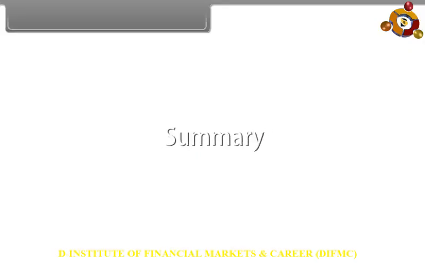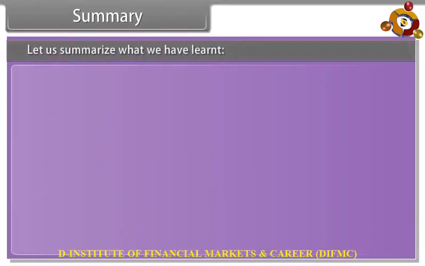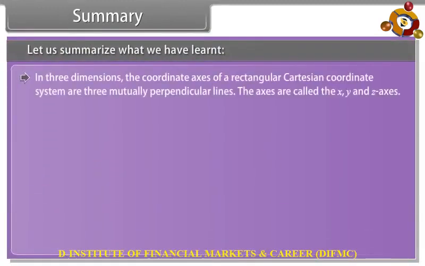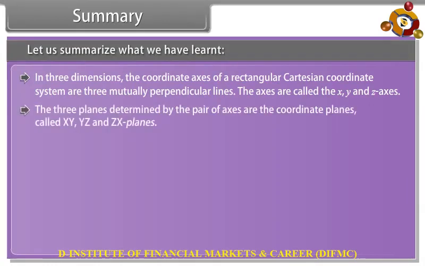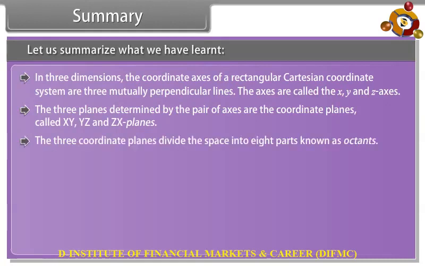Summary. Let us summarize what we have learned. In three dimensions, the coordinate axes of a rectangular Cartesian coordinate system are three mutually perpendicular lines. The axes are called the x, y and z axes. The three planes determined by the pair of axes are the coordinate planes called xy, yz and zx planes. The three coordinate planes divide the space into 8 parts known as octants.